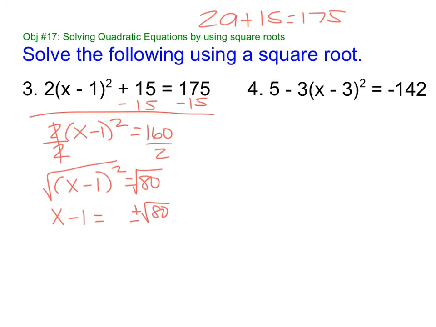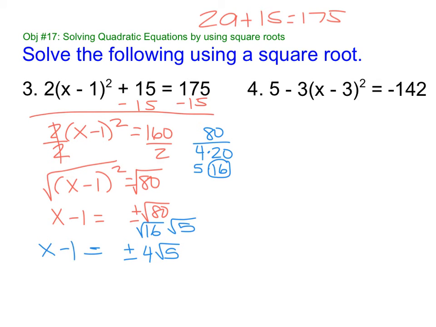And then we have to ask ourselves, can I simplify root 80? Well, it's definitely, is it 4 and 20? There's actually a bigger perfect square that goes in 80. It's 5 times 16. 16 is the biggest perfect square. So I'm going to rewrite this as root 16 root 5. If you put the perfect square first, it's just a little easier. So plus or minus 4 root 5 equals our x minus 1.